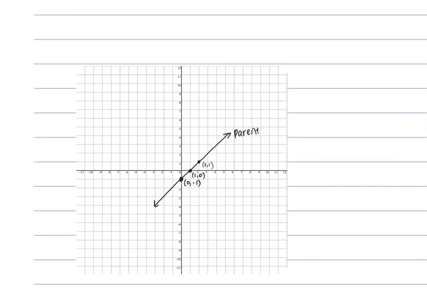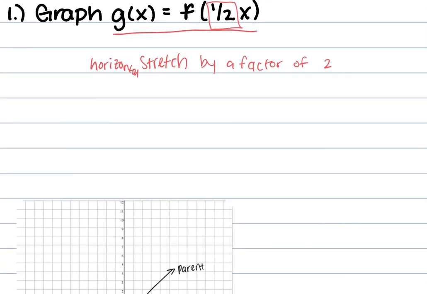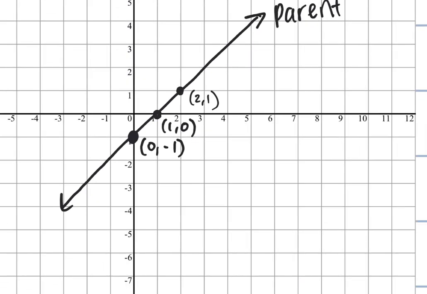So go down here. If it's a horizontal stretch, we're going to multiply our x values by 2. So every single x value, multiply it by 2. So the 0 gets multiplied by 2, the 1 gets multiplied by 2, the 2 gets multiplied by 2. 0 times 2 is just 0, so this one doesn't move. 1 times 2 becomes 2, so 2 comma 0 is my next point. And then 2 times 2 becomes 4. So we've got 2 comma 0, and we've got 4 comma 1. My graph should look something like this.